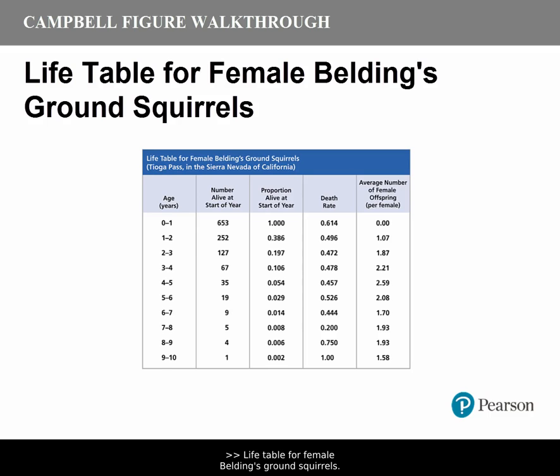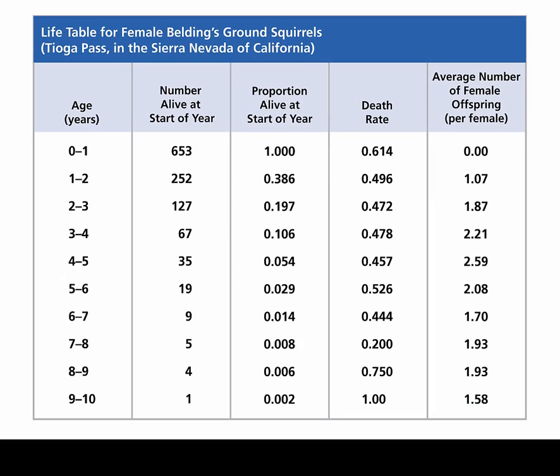Life table for female Beldings ground squirrels. This life table contains information on survival and reproduction in a population of Beldings ground squirrels. Notice that only the females in the population were studied. This is because reproductive information is much easier to track in females since they produce offspring directly.